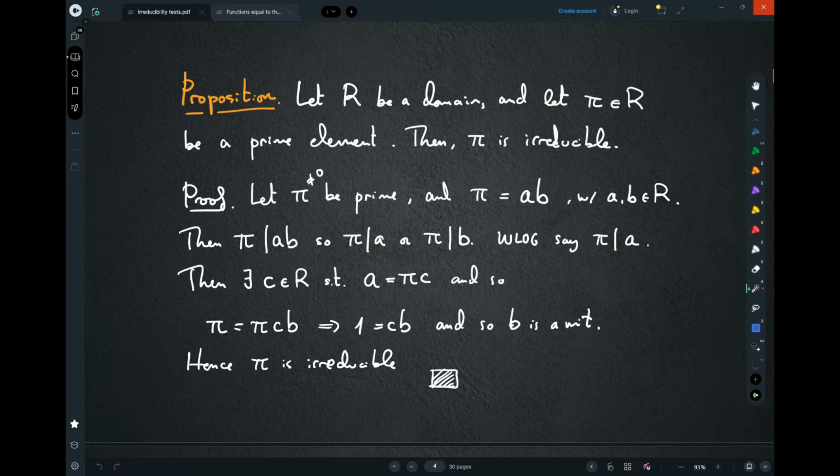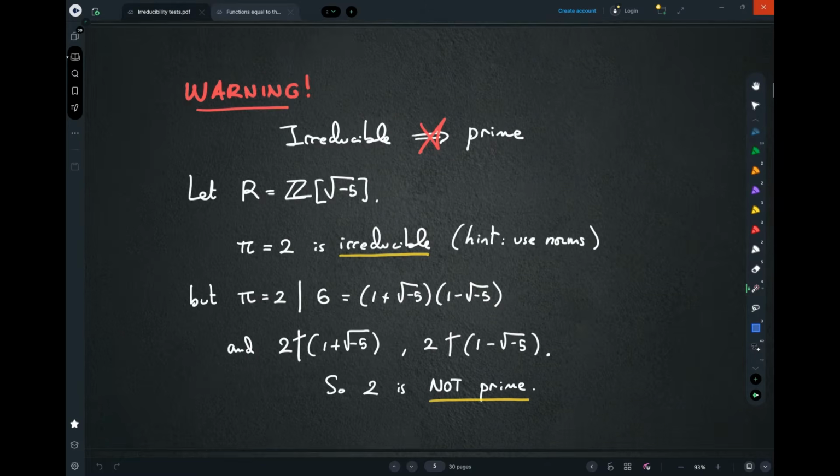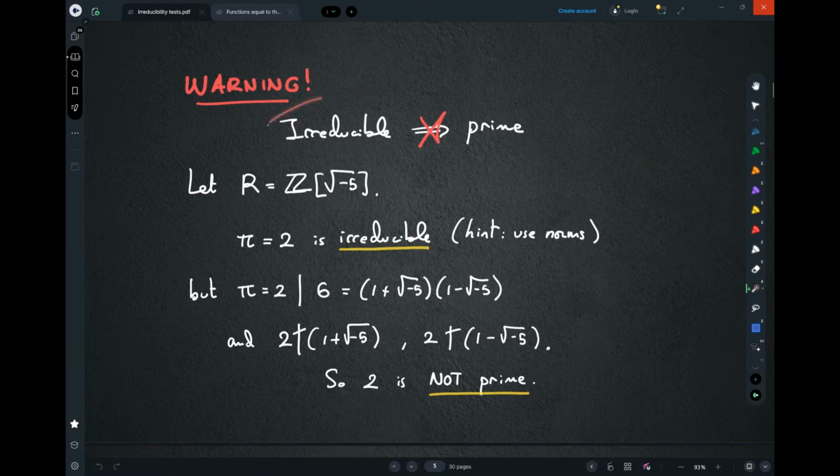B in this case is a unit, and if I had decided that pi divides B, then I would get that A is a unit. So in either case, pi is an irreducible element. But as I said, irreducible does not mean prime. So take R to be Z adjoin the square root of -5, one of these pure quadratic rings, then pi equal to 2 is an irreducible element. To prove that it's irreducible, there is no possible factorization of the number 2 that does not involve a unit.